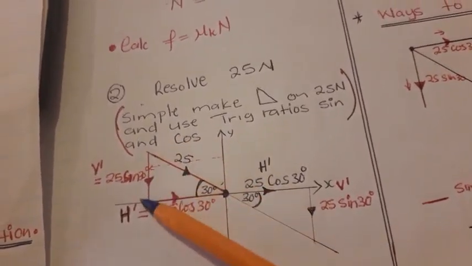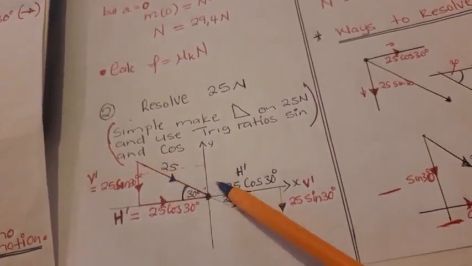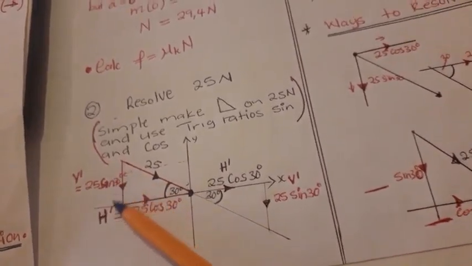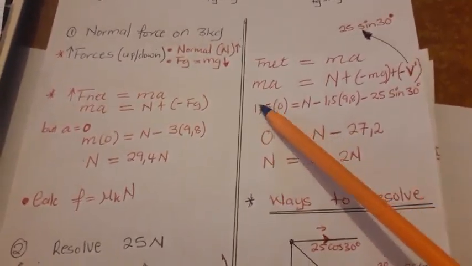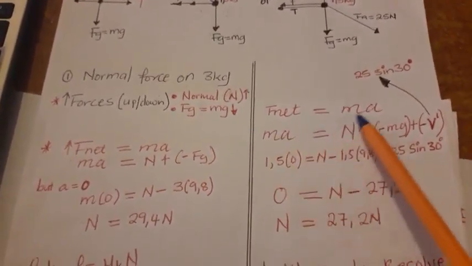If we go this way, so that we form a right angle triangle on that force, we can draw a right angle triangle on that force like this. So if we're going this way, this side is opposite, so it's 25 sine. So this is our vertical component. This is our horizontal component. Now, once we have the components, we can calculate the normal force on this body. We use the same expression as we did on the first diagram. F net is equal to ma.